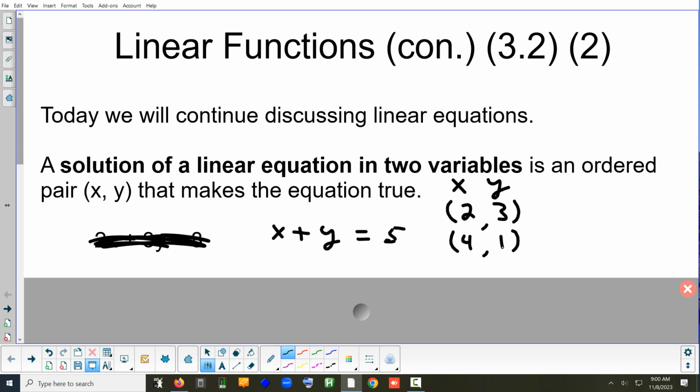How many solutions are there? How many numbers can you add together and get 5? Maybe infinitely. Yeah, there's infinitely many. I mean, you could do 100 and negative 95. 100 and negative 95 gives you 5. So there's infinitely many. But that's what a solution is. It's just a coordinate that you can plug in, and it comes out true.